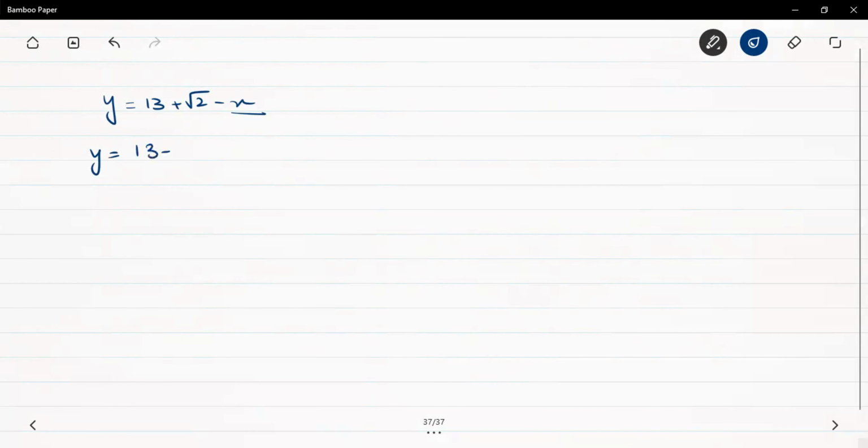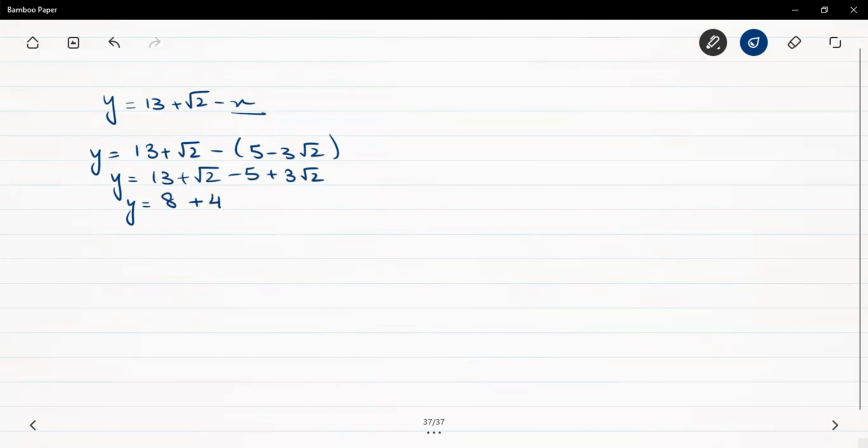So y is equal to 13 plus under root 2 minus what is the value of x? 5 minus 3 under root 2. Again, it's essential to add a bracket because this negative sign is going to be multiplied here. 13 plus under root 2 minus 5 plus 3 under root 2. So y is equals to 13 minus 5. What is 13 minus 5? 13 minus 5 is 8. Yes, 8 plus, what is 3 plus 1? 4 under root 2. And that's equals to y.